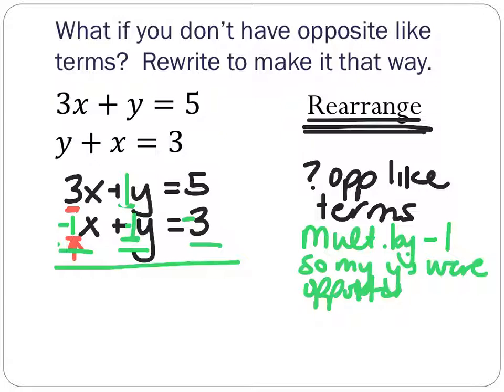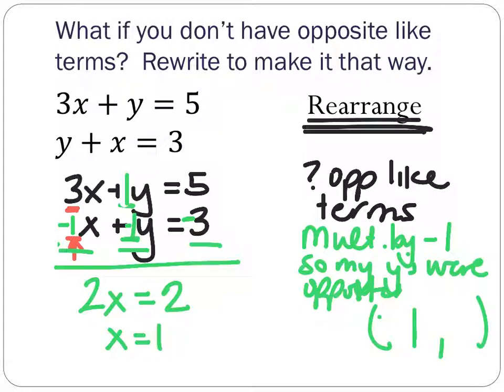So 3x and a -1x is 2x. 1y and -1y zeroed out, exactly what I'm looking for. 5 plus -3 is 2. So now I can finish the equation. I find out that x is 1, and I want the rest of that point. If x is 1, I'm going to go ahead and let x equal 1 here. So y has to equal 2. 2 plus 1 is 3.